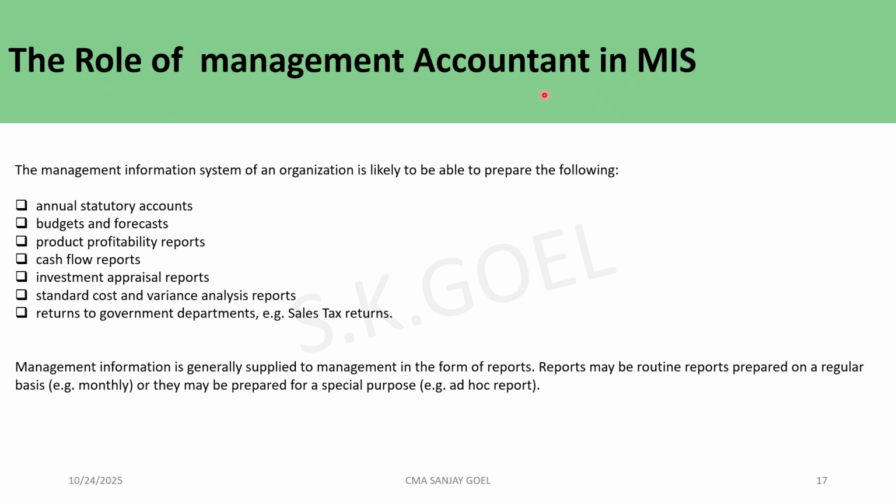The role of the management accountant in MIS. MIS is Management Information System. How does a management accountant work in an organization? He makes the annual statutory accounts, budgets, forecasts, product profitability, cash flow, investment appraisal reports, standard cost and variance reports, or returns to the government department. So the information may be on a regular basis, on a monthly basis, or for a special purpose.